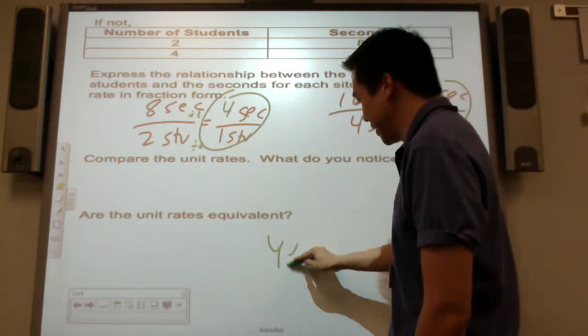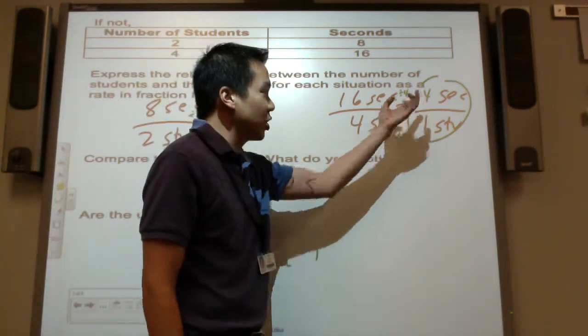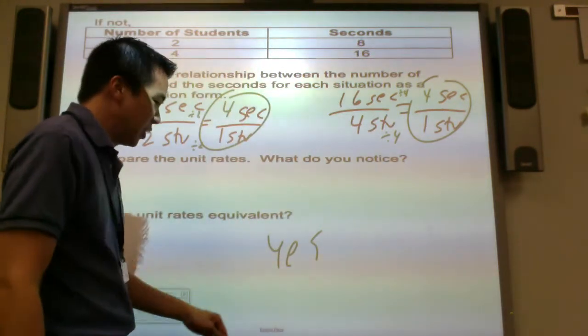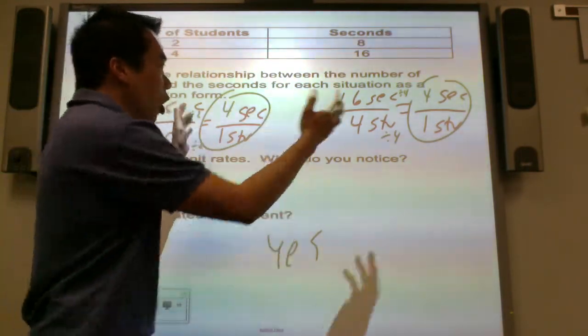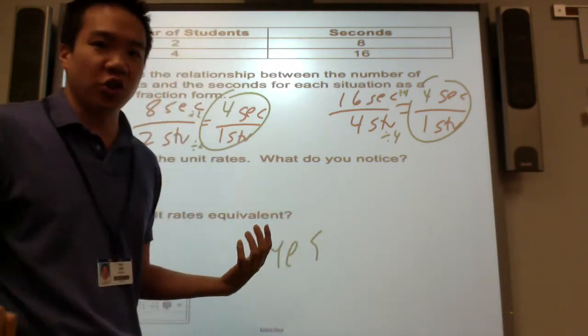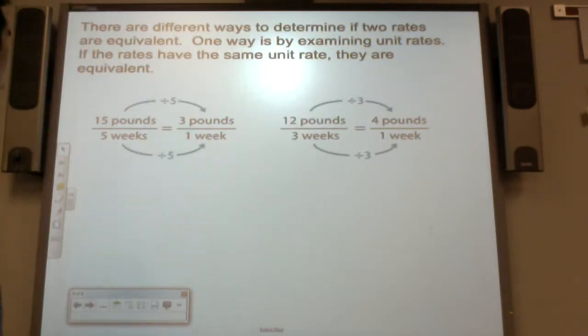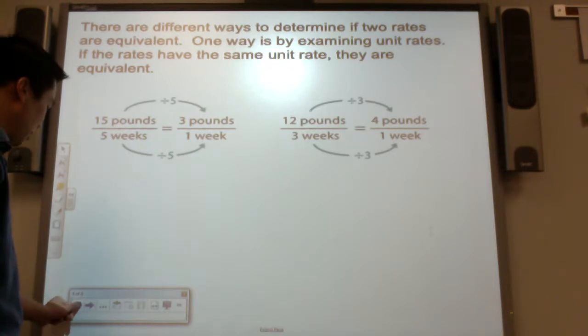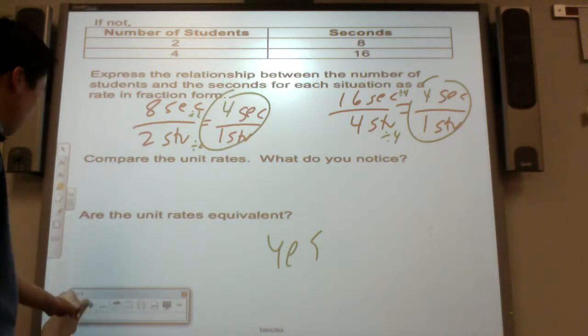Are they equivalent? Yes, because when you had 2 students, it took them 4 seconds per student. When you had 4 students, it took them 4 seconds per student. So these 2 ratios or 2 rates are equivalent. When 2 ratios or 2 rates are equivalent, they're called equivalent ratios or equivalent rates. Equivalent again means equal, the same as. There are different ways to determine if 2 rates are equivalent. One way is by examining unit rates. In our last example, we broke it down into unit rates, and then we compared the two numbers.